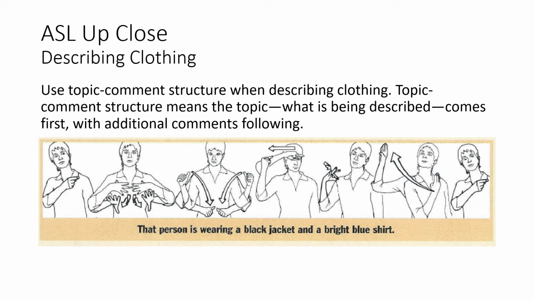ASL up close, describing clothing. Use topic comment structure when describing clothing. Topic comment structure means the topic, what is being described, comes first, with additional comments following. The image shows the sign sentence, that person is wearing a black jacket and bright blue shirt. And the signs are: they wear jacket, black, shirt, blue, they.